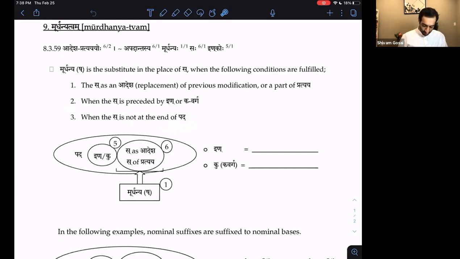So let's look at what this practically means. Here's a diagram that maybe will make it a little more clear. That sa is part of the pratyaya, it's preceded by in or ku, and it's not at the end of a pada. In that case, this sakara gets replaced by shakara.